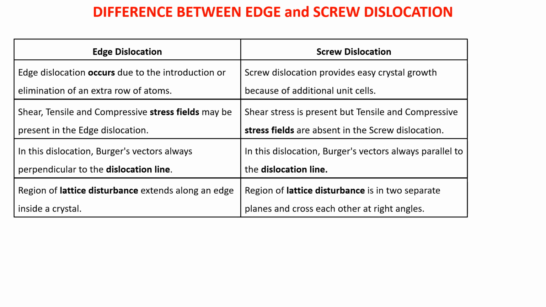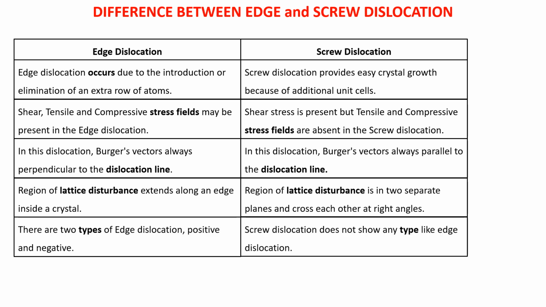Fourth point, the region of lattice disturbance extends along an edge inside a crystal. In case of screw dislocation, the region of lattice disturbance is in two separate planes and cross each other at right angles. This happens because the atoms are displaced in a spiral pattern across two different directions, creating a cross-like effect in the lattice. Now the edge dislocation, there are two types of edge dislocation, positive and negative.